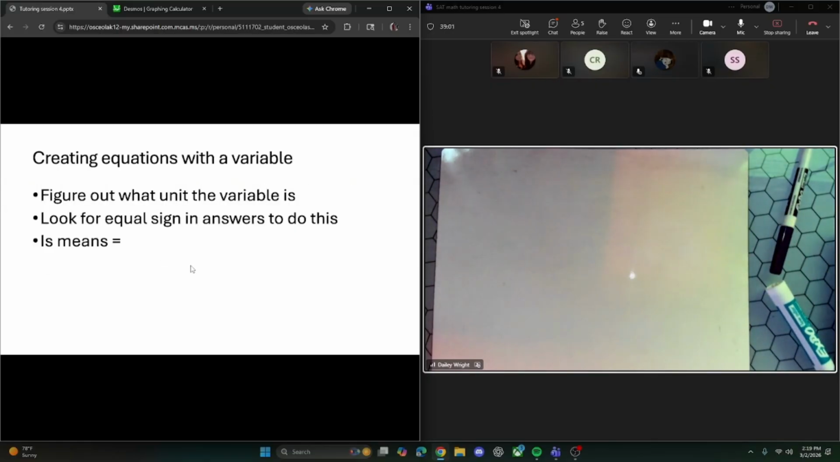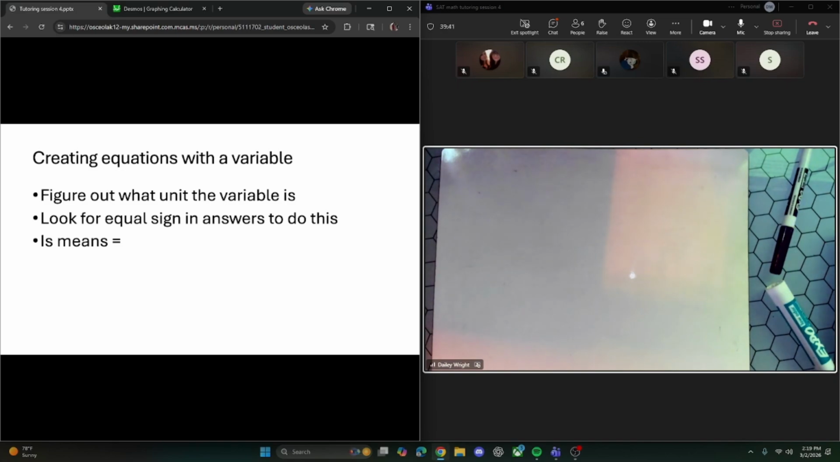Okay, next is creating equations with a variable. So this is just what it sounds like. You're going to be given a bunch of information in the question, and you're going to want to create an equation with that information, and it's going to have a variable in it. It's not going to be all numbers. So the first thing you want to do is figure out what unit the variable is in, because it's going to give you a unit measure, but it's also going to give you an amount. And I'll show you what that means in the first question we do.